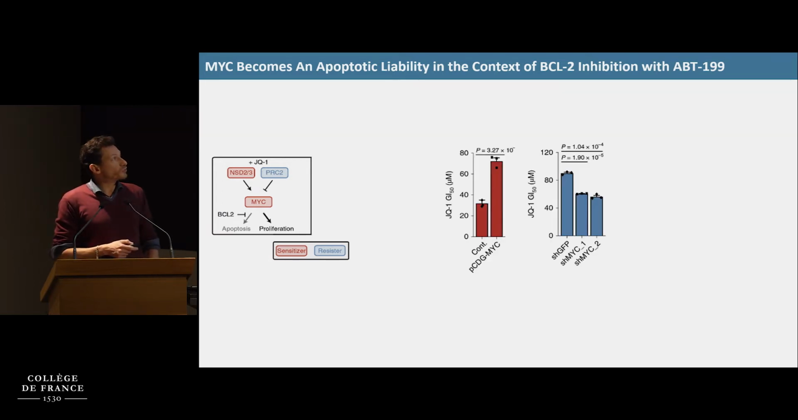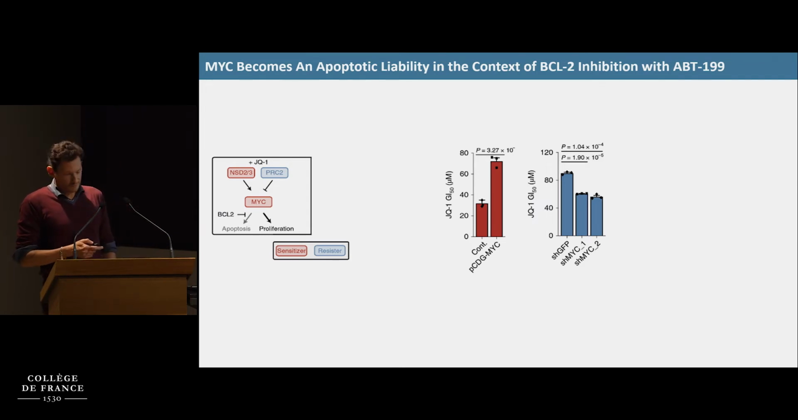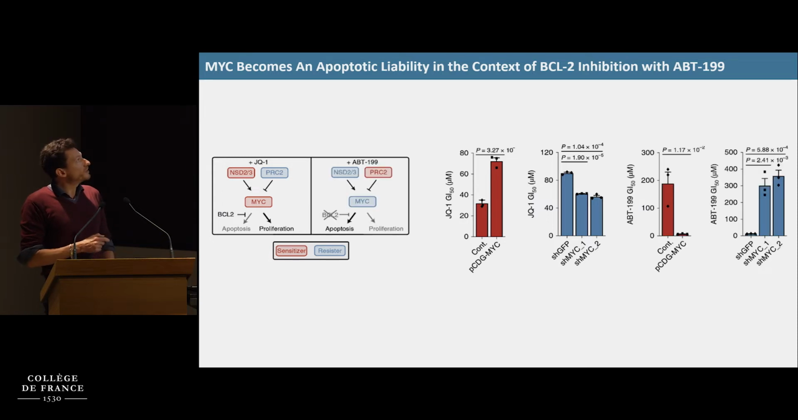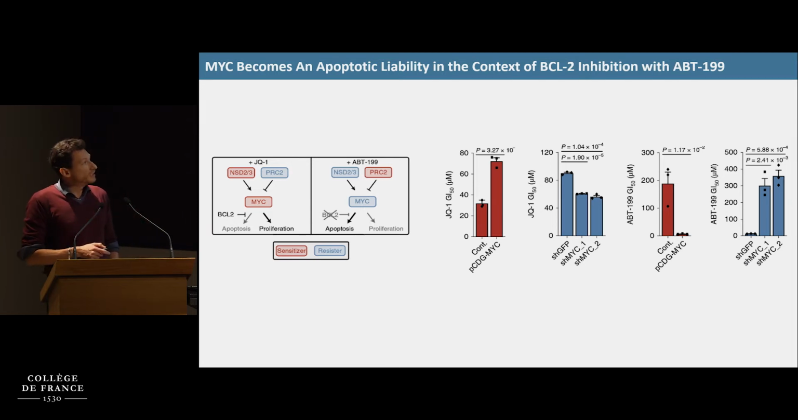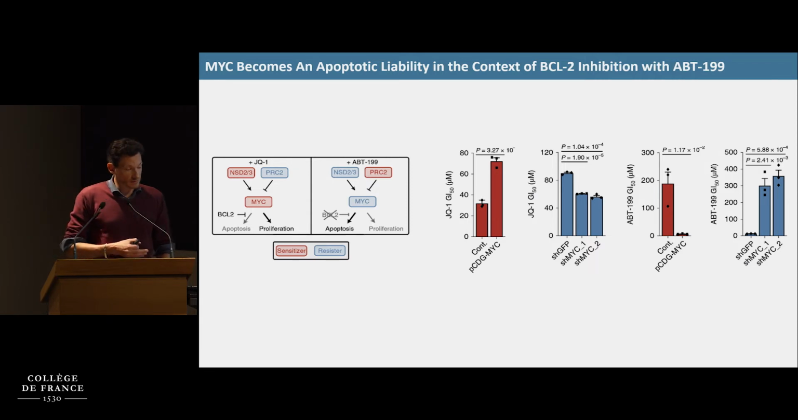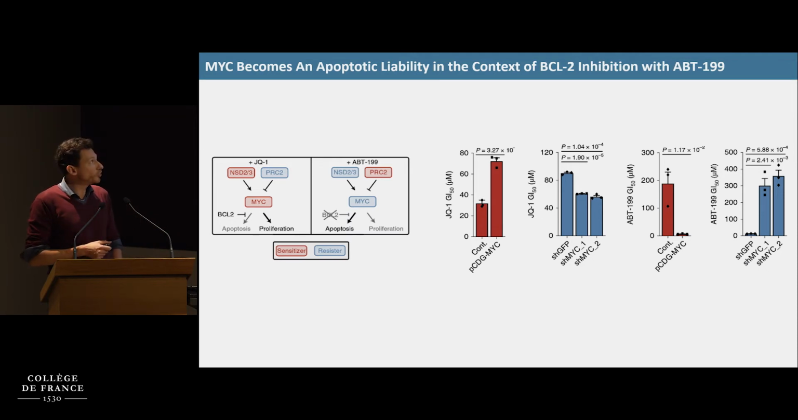In the context of JQ1 treatment, this model holds true. Overexpression of MYC is able to drive resistance to JQ1 treatment, while its shRNA-mediated suppression increases sensitivity. When cells are now treated with ABT-199, the pro-apoptotic effect of MYC predominates. In that case, overexpression of MYC hypersensitizes the cells to ABT-199, while its suppression increases resistance of the cells. So this suggests that the inhibition of the BCL2 protein using ABT-199 is able to turn MYC from a pro-proliferative driver to an apoptotic liability.